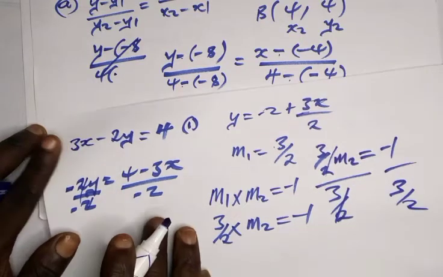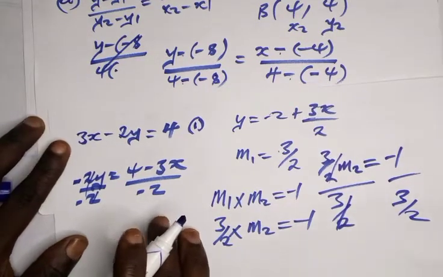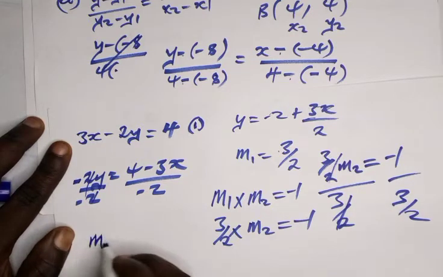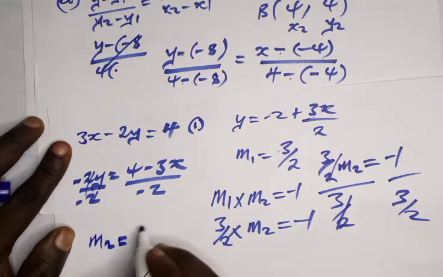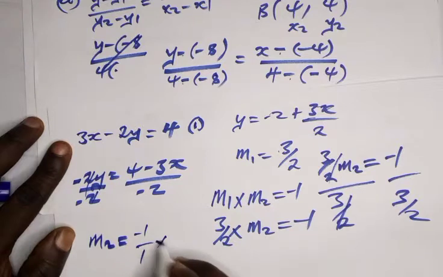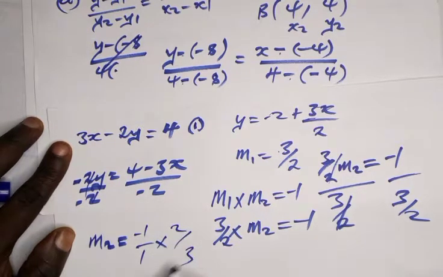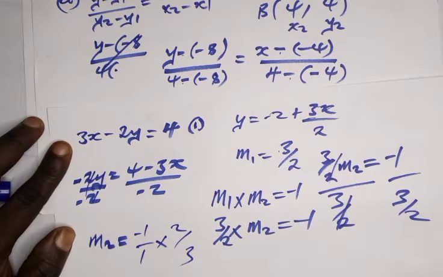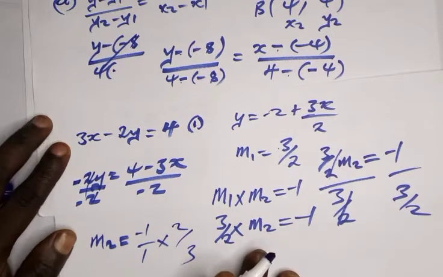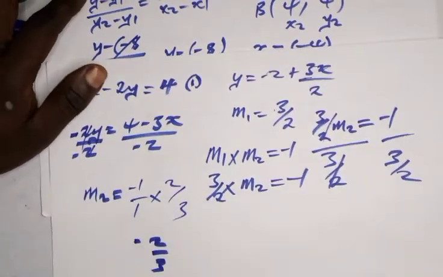Then m2 is going to be minus 1 over 1 times 2 over 3, which is negative 2 over 3. So this is our gradient of the perpendicular. So now let's find the equation.